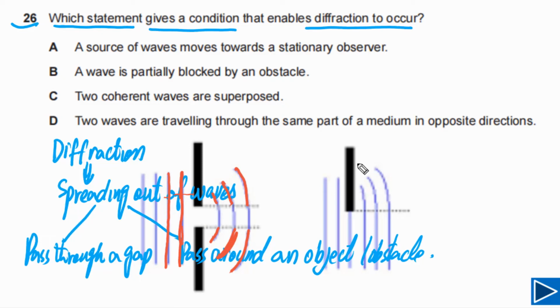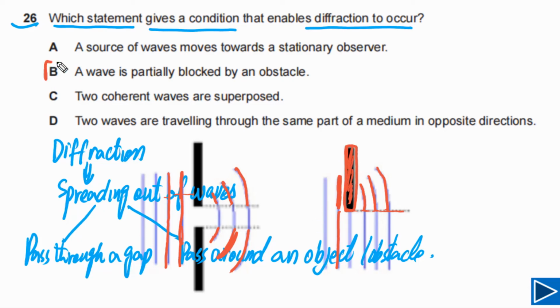If you look at this second figure, in this case you can see we have an object, or you can say this is the obstacle that is in front of the waves. This part of the wave is blocked. Partially, meaning part of the wave has been blocked, and the remaining part of the wave can pass through, and it spreads behind this obstacle. So this is another example of diffraction. This part of the wave has been blocked. Now based on these things we can find out the right answer.